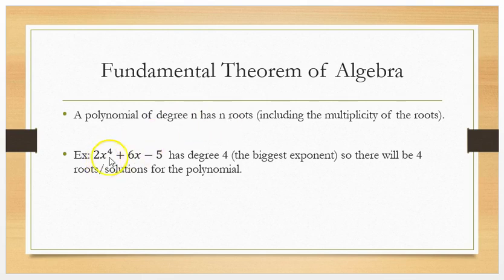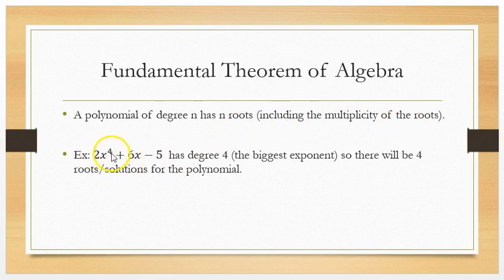So right here, for example, my biggest exponent is a 4. So I know that if I go through the process of listing the possible roots and then testing them with synthetic division, at the end, I should end up with 4 different answers. The number of answers or solutions you should expect is the same as the number that you have for the biggest exponent. I do want to caution you that this includes the multiplicity of the roots.